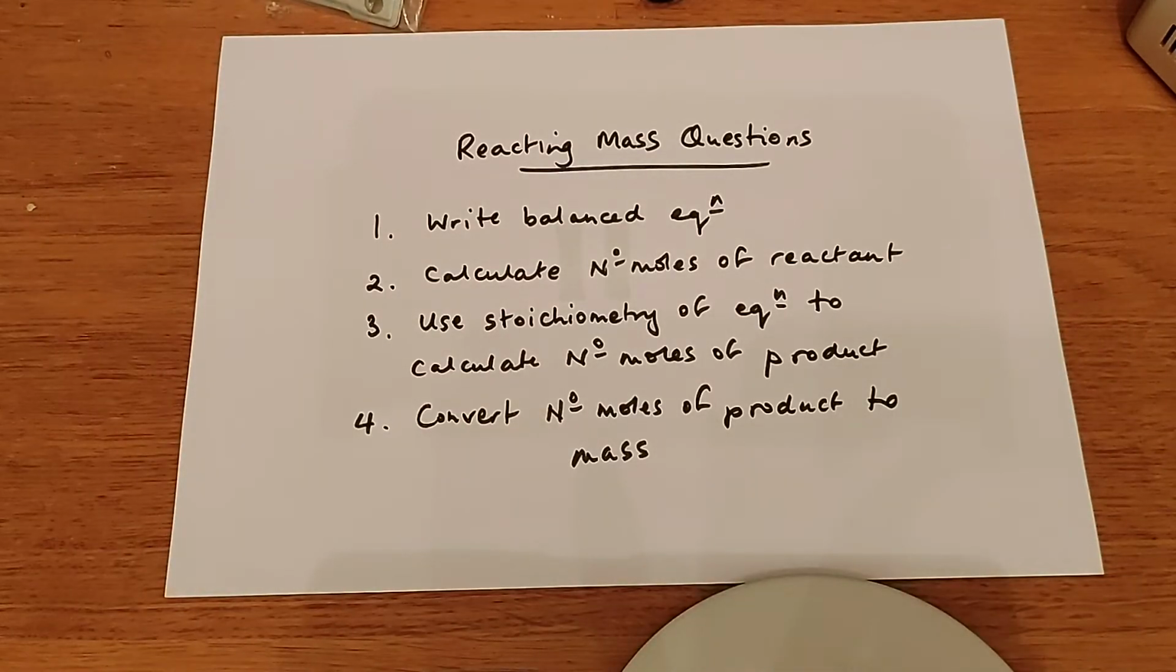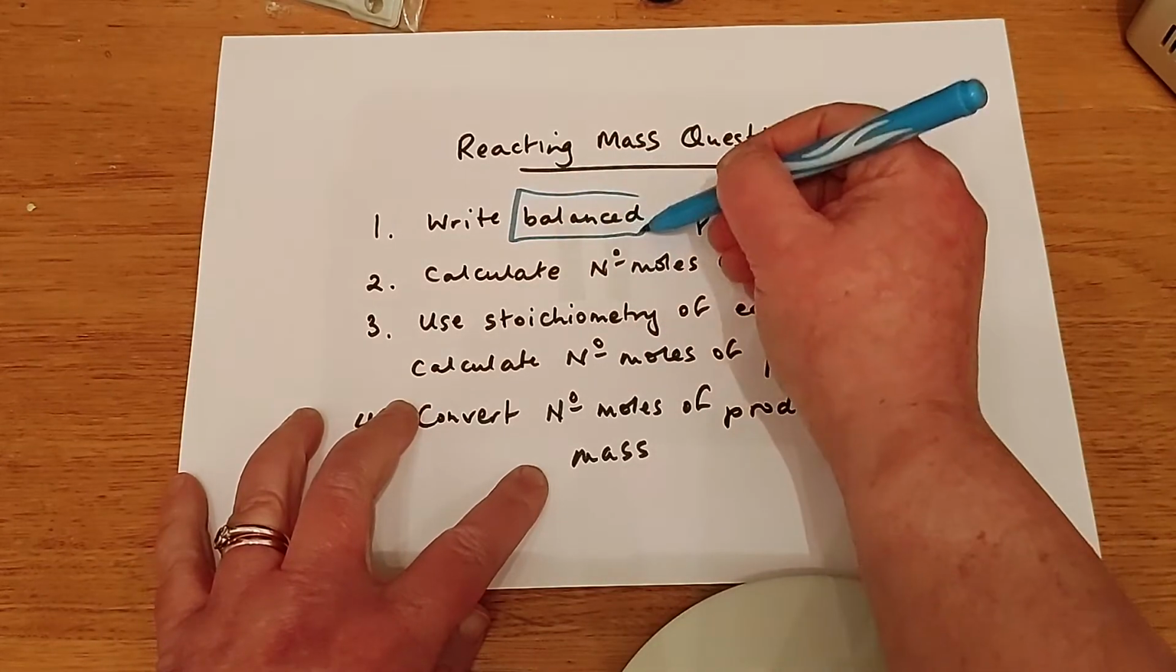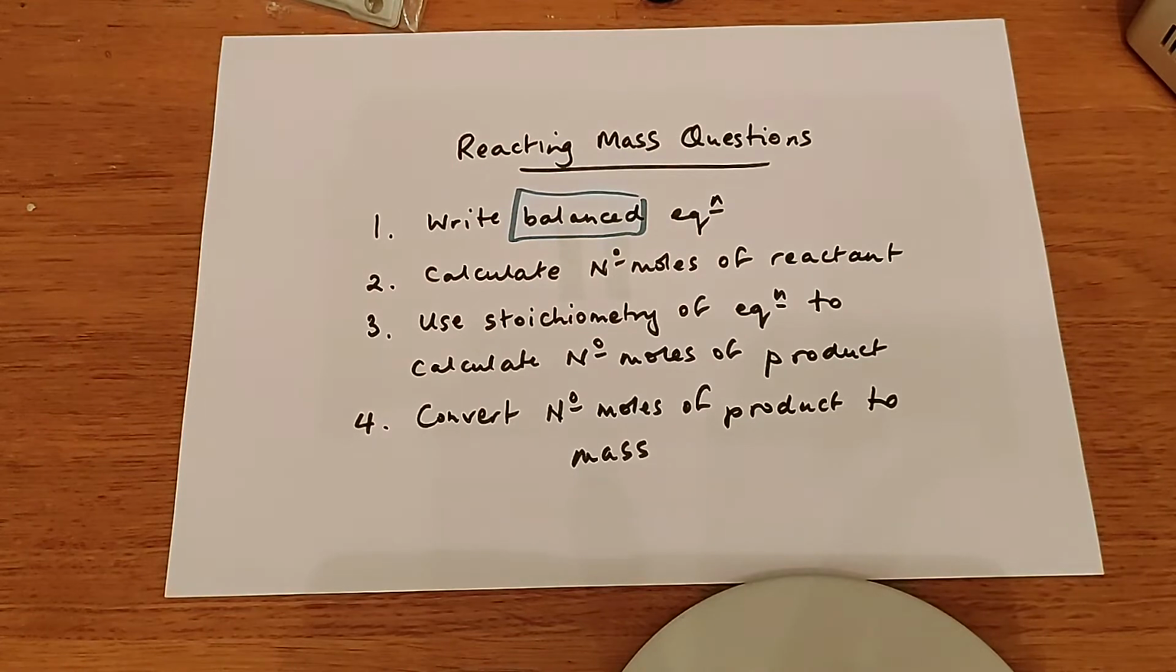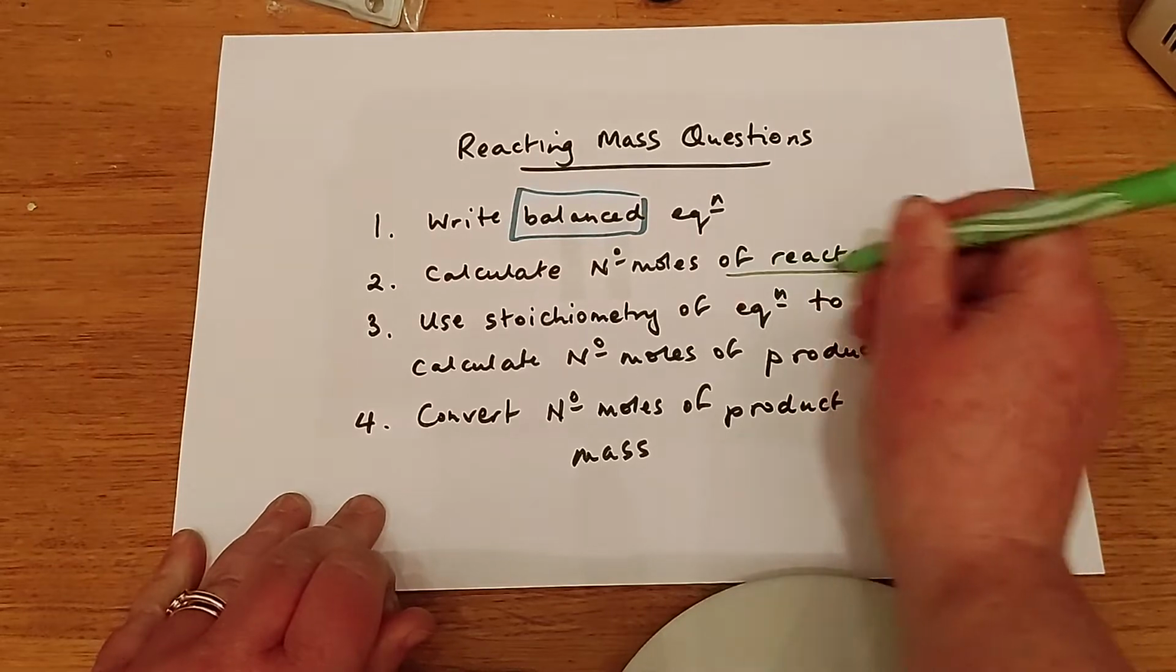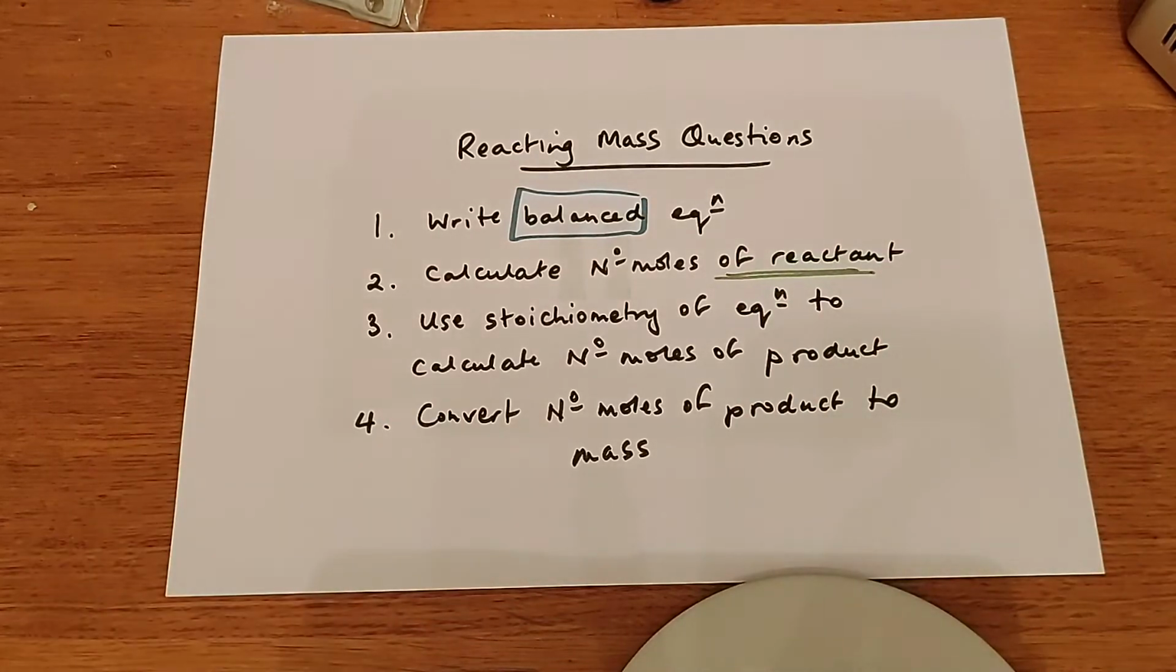So when you're doing a reacting mass question, the first thing you have to do is write the balanced equation. If you don't balance your equation, it's not going to work. Then you calculate the number of moles of the reactant. It's just a matter of looking at the question, highlighting what there is, and working out what it actually is asking you to calculate. And it's worth taking a bit of time when you're reading the question to highlight or underline or circle the terms and the amounts that you're given.